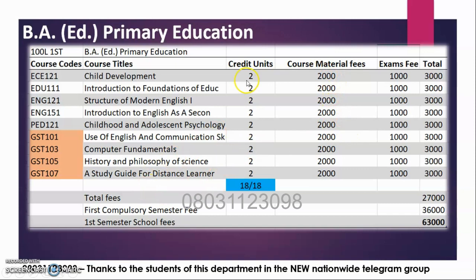For each 2 credit units, you'll be paying 2,000 for the course material or for the textbook. 3 credits is 2,500, unless it's a project. If it's a project or teaching practice or whatever, it will be 10,000. There are separate specific fees for different courses. So we have an exam fee of 1,000 per course. It's flat for all undergraduate programs.